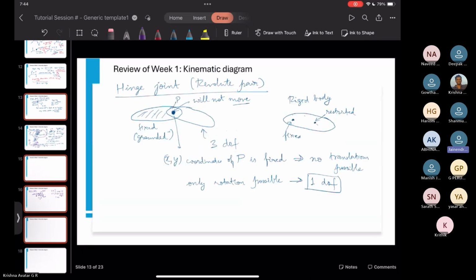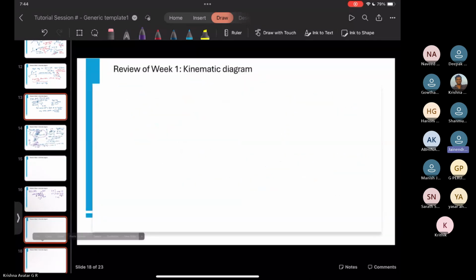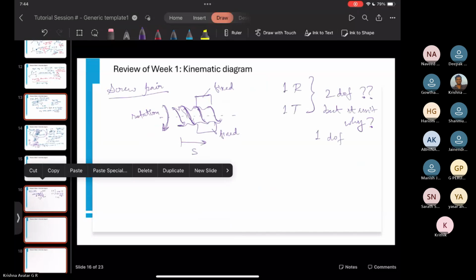Because rotational motion comes again in the initial stage. Okay, okay. And can you move further from here?